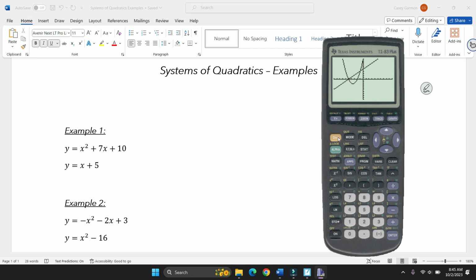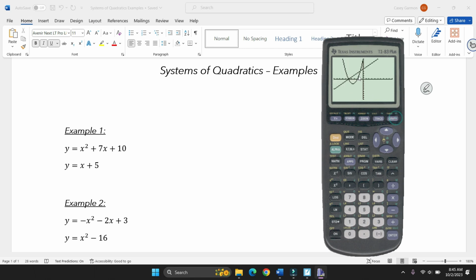To do so, I'm going to hit second and the trace key, and then I'm going to pick option 5 here, which is intersect. Now, the calculator is going to prompt you with a series of questions. The questions are first curve, second curve, and guess. And what it's asking you to do is indicate which two curves you're trying to find the intersection for. The reason it's asking this is because you could have multiple curves on screen from this y equals menu. You could have as many equations in here as you wanted, and you would have to specify which two you were looking at to find the intersection point.